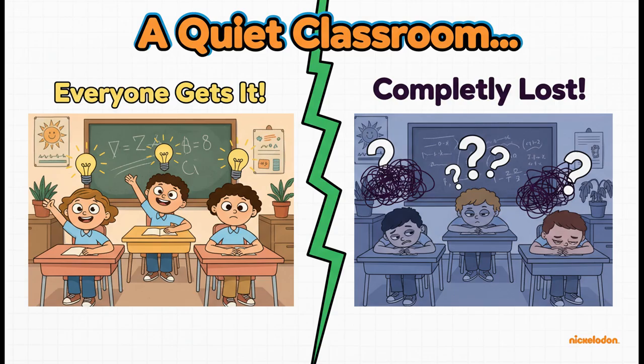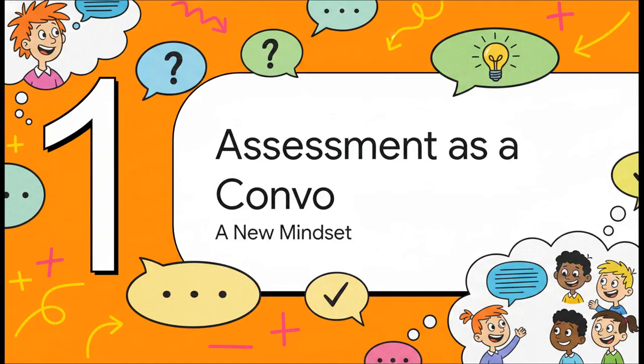If you're only relying on one or two brave students to answer, you're only seeing a tiny and honestly pretty misleading piece of the whole puzzle. So how do we fix this? Well, the very first step is a bit of a mental shift. We need to stop thinking about assessment as some kind of final judgment and start seeing it for what it can be, a genuine, ongoing conversation.